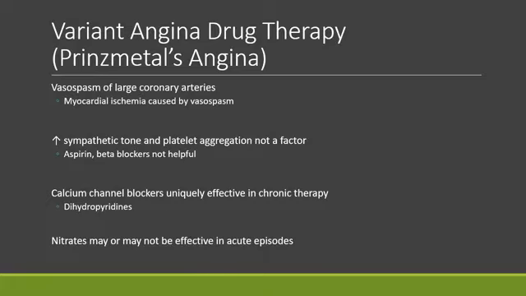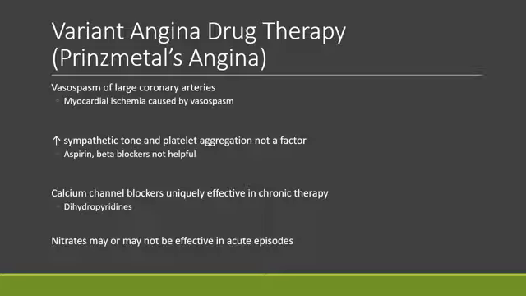Now, if we have the drug therapy for the Prinzmetal's angina, once again, the Prinzmetal's angina involves the vasospasm of the coronary arteries. And so because of that, we really need to look at our calcium channel blockers. So our nitrates may or may not be effective. Typically, they're not so effective, but certainly you could consider using them.